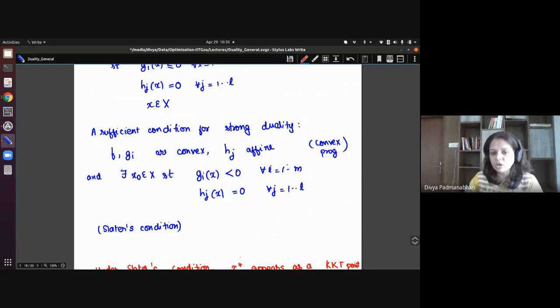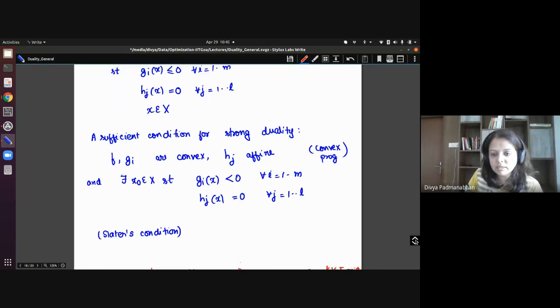So in that case, we saw that if you have this same condition, the Slater's condition, and it holds true for a convex optimization problem, then you're guaranteed that the optimal will satisfy the KKT conditions. Okay, so that's just to put in context where we saw the Slater's condition.